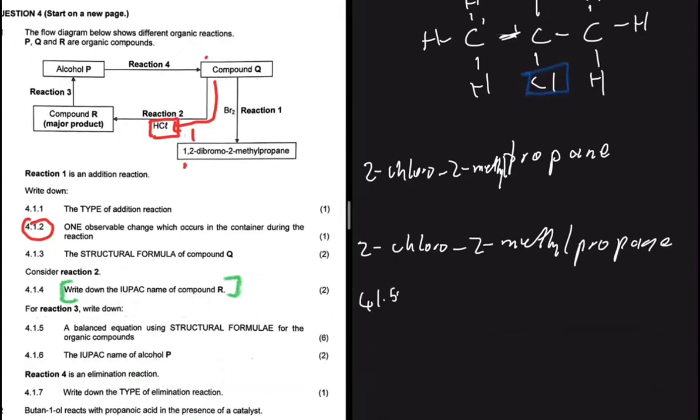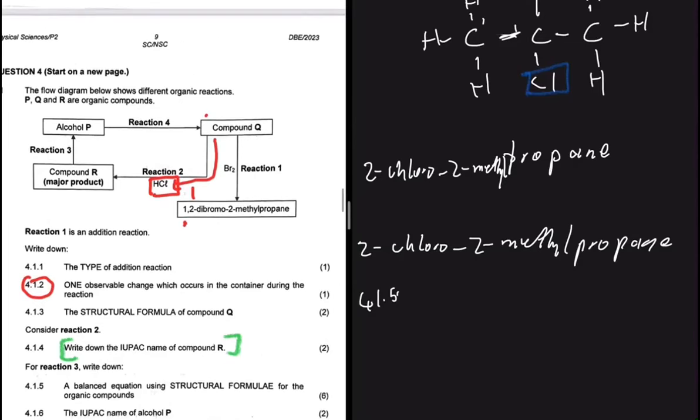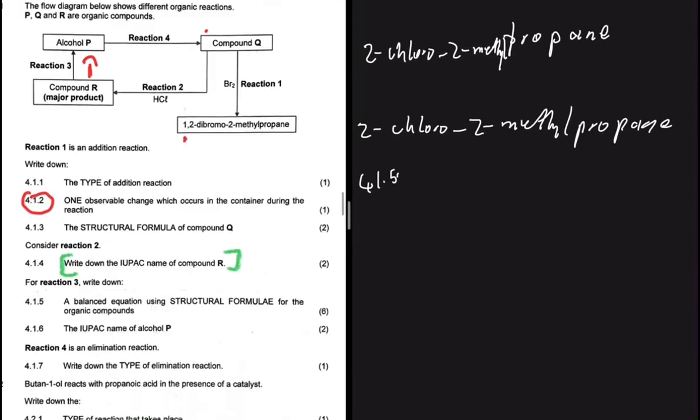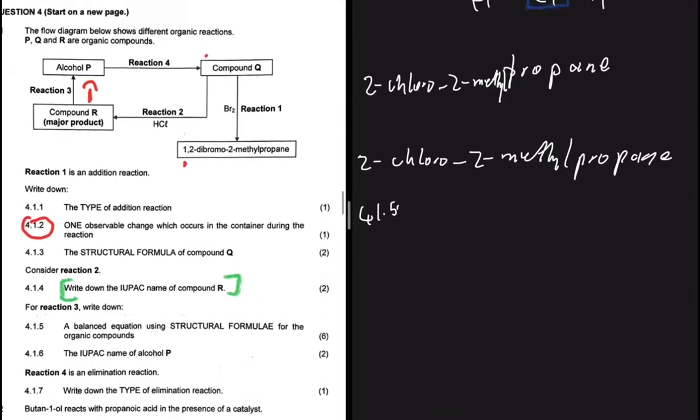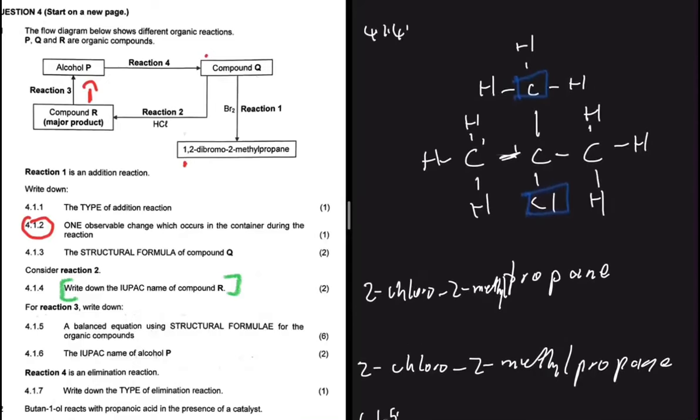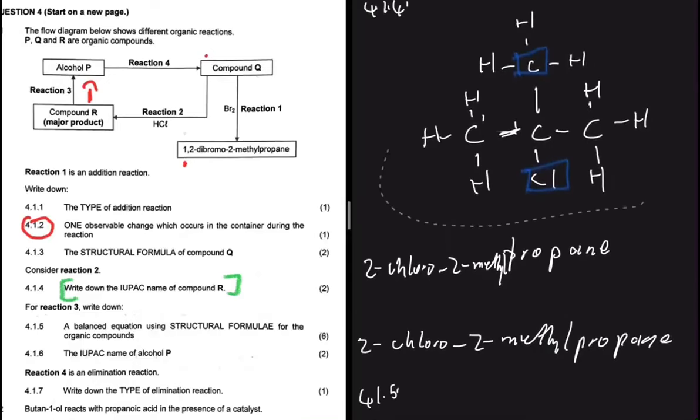4.1.5 for reaction 3 right down there. Let's look at reaction 3. We have 2-chloro-2-methylpropane turning into an alcohol. That is a saturated compound to a saturated compound, so that is a substitution reaction, right? Let's write a balanced equation for the reaction that takes place. 2-chloro-2-methylpropane, we already have it here, so let's copy it again.